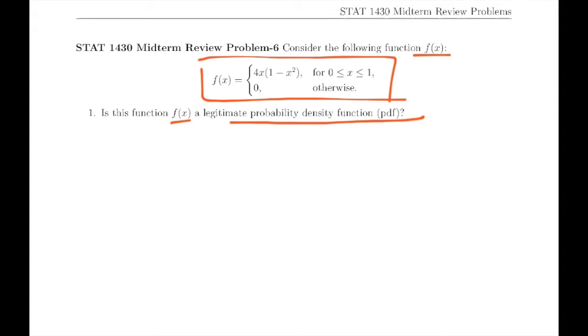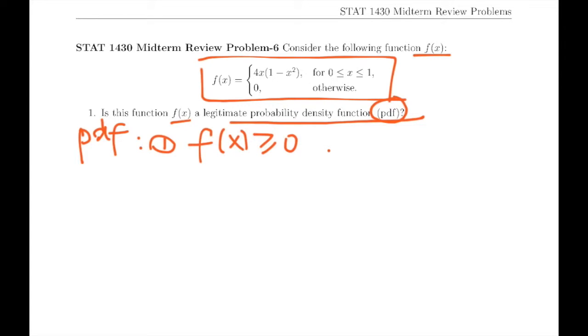So remember, there are two criteria for the function to be a PDF, that is a probability density function. The first one is f(x) must always be greater than or equal to 0. And the second part is if we integrate over the real line, then the result of integration is equal to 1.